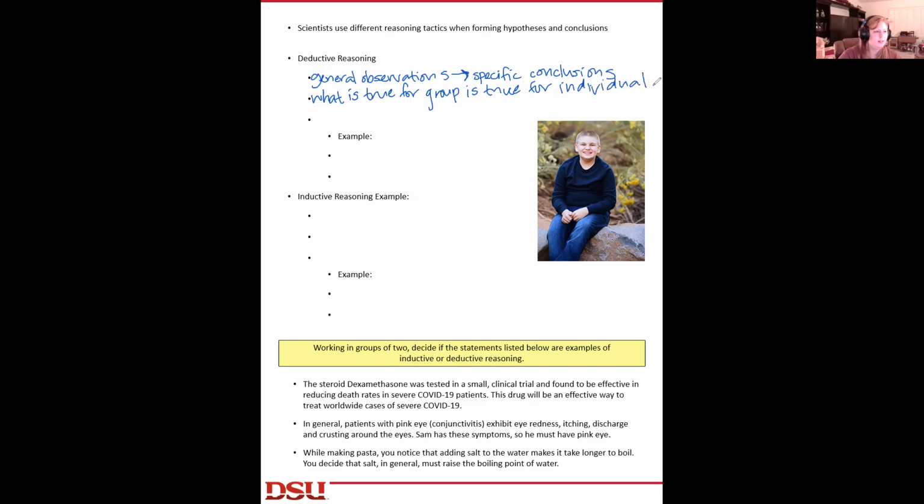So what's happening here is we're going from a big side, right? General observations, lots of big observations, to a specific conclusion. We're going from what's true for a big group is likely true for the individual, from big to small, okay? Frankly, the conclusions that are arrived at via deductive reasoning are generally correct because you have a lot of evidence to support the reasoning for your hypothesis.